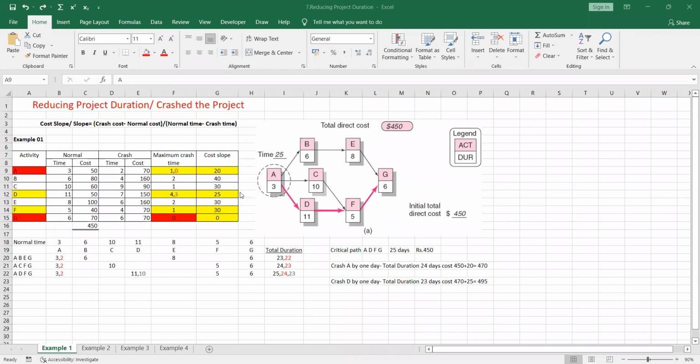Diane said it should be F. No, Diane, it's not right. It should be D activity.